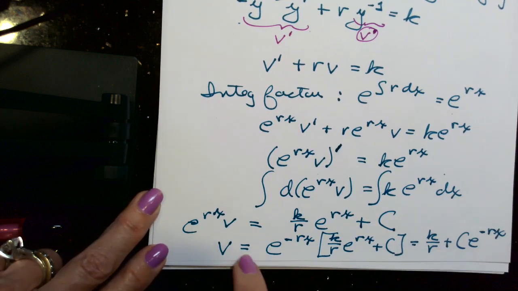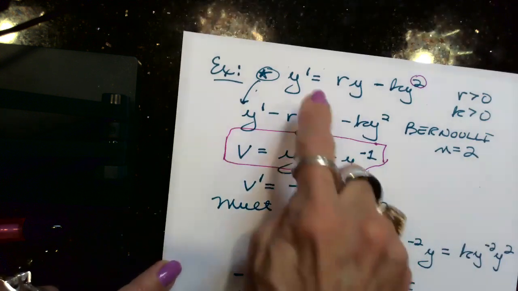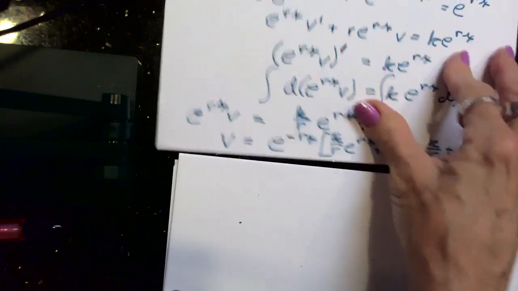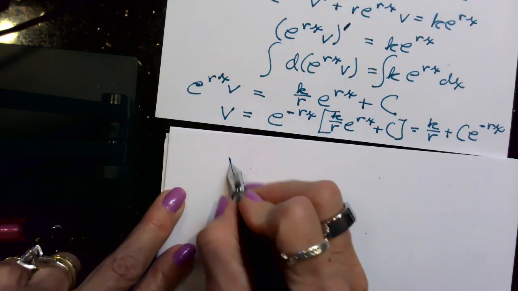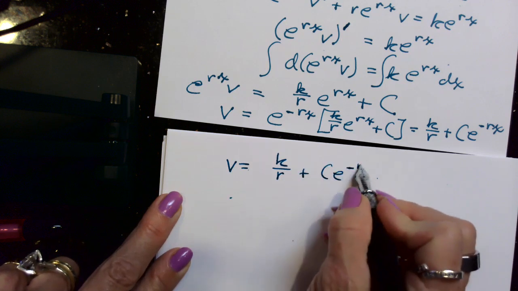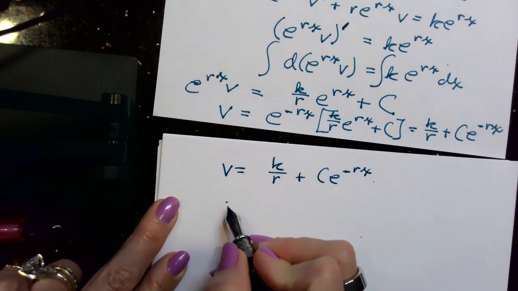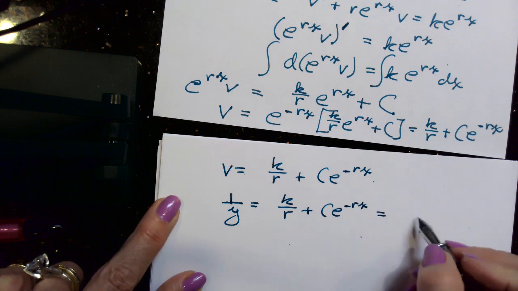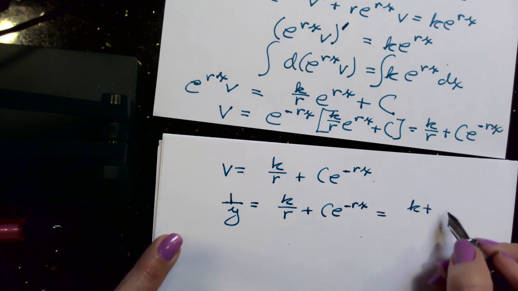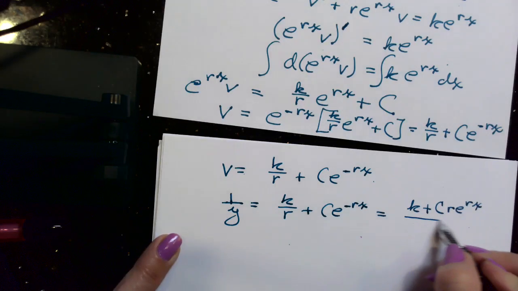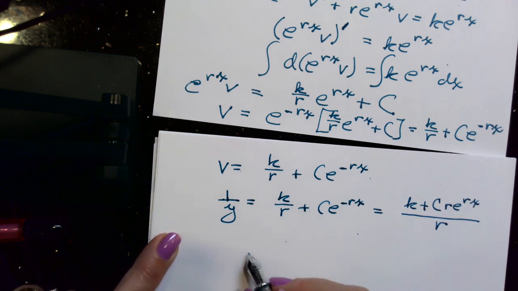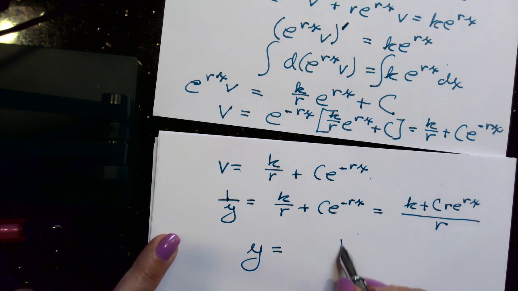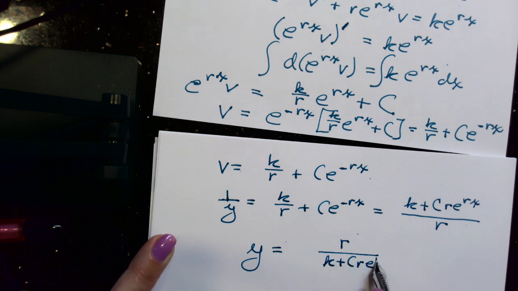Except we are not quite done. What we did is we solved for v, but what was our unknown function? The problem in the beginning was given to us in terms of y. So we need to go back and solve for y. So let's see, we have right now that v is k over r plus c e to the minus rx. But v is y to the minus 1. Okay, so to rewrite that in a more convenient way, I will write that as k plus c r e to the rx all over r. And now to solve for y, I invert on both sides. So y, or take reciprocals on both sides, is r over k plus c r e to the rx. And that's the solution to your Bernoulli equation.